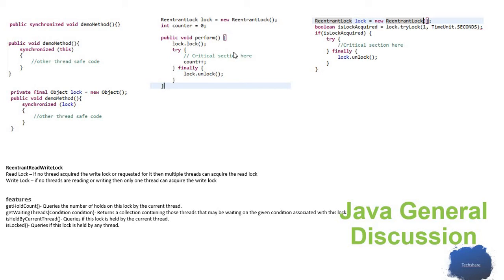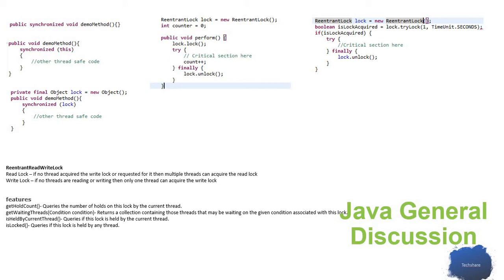So what's the difference between this and this? Nothing. They are both the same, right? Here it is happening internally. Once it gets into the synchronized block, you are getting the lock. Once it is going out, the JVM itself will be releasing the lock. So everything is taken care of by the JVM.